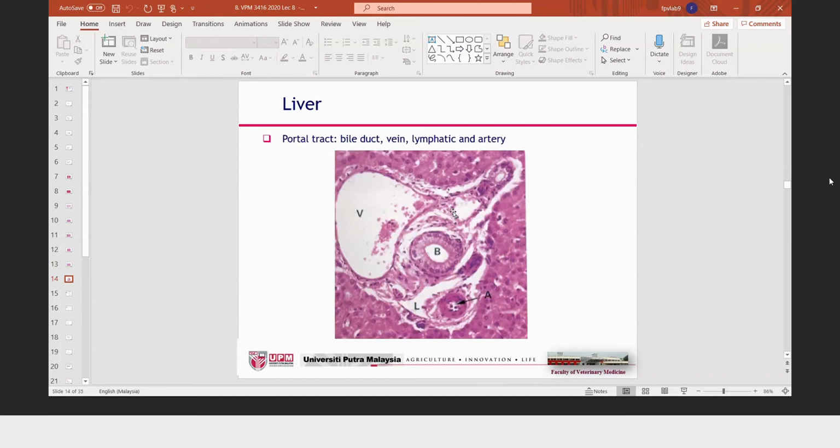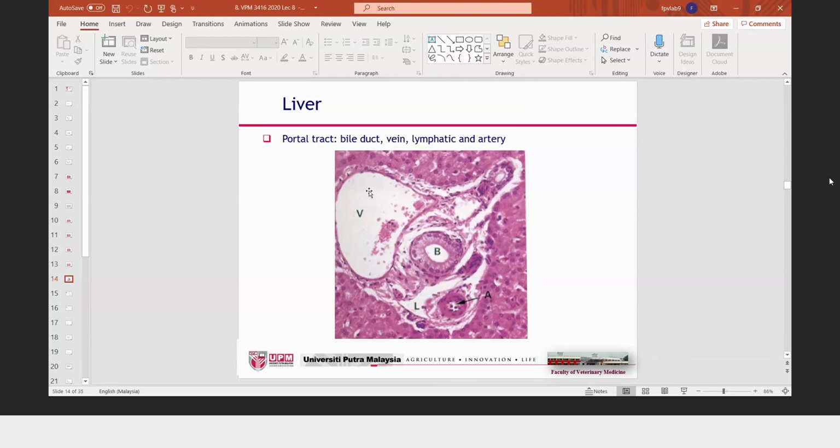And this is a portal triad. So how do you know it's a portal triad? There are four important structures present in the portal triad. The first one, you can see the bile duct there. So it is not a central vein there. Then you can see also the vein. And then you see the blood vessel with thick wall. Then we have lymphatic also. So this blood vessel is an artery, and this blood vessel is a vein. And you can see in the vein there is RBC inside. So this is the portal triad.